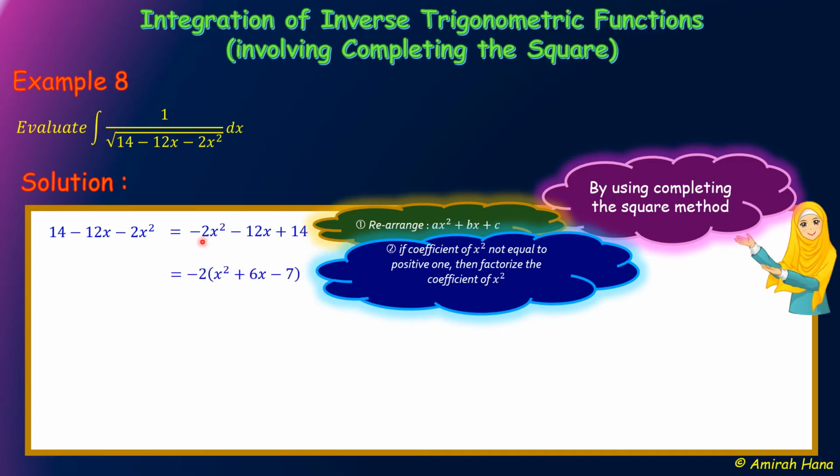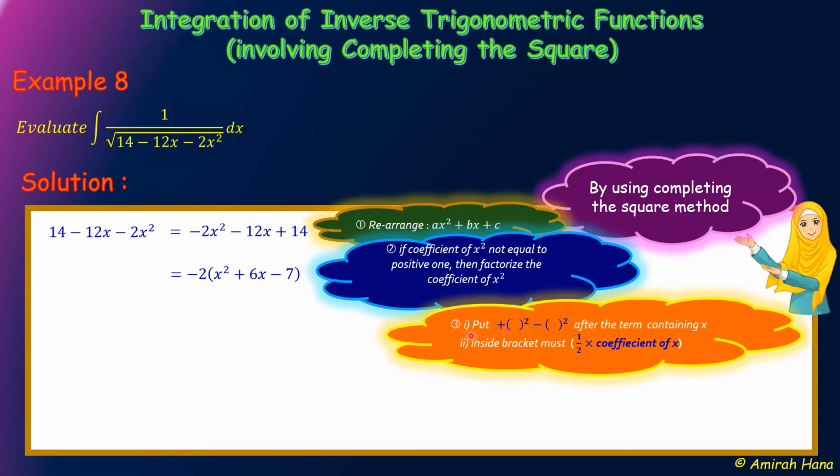Okay, so after we factorize the coefficient of x squared, we get negative 2, and then in the bracket, we have x squared plus 6x minus 7. When we expand, we need to get back the above expression. Negative 2 times x squared, we get back negative 2x squared. Negative 2 times positive 6x, we get back negative 12x. And negative 2 times negative 7, we get back positive 14, because the signs are the same. Alright?